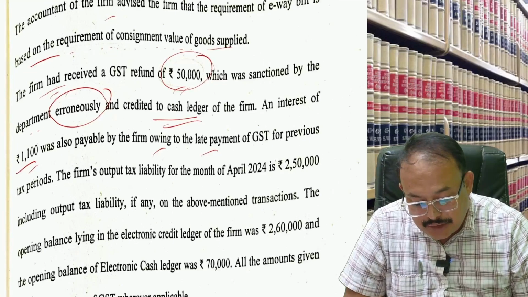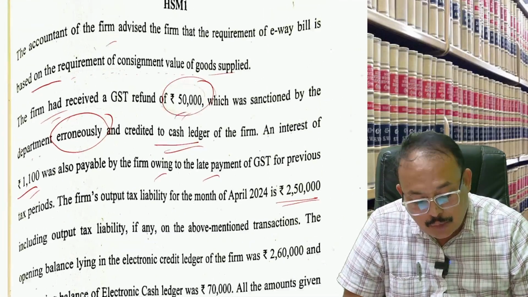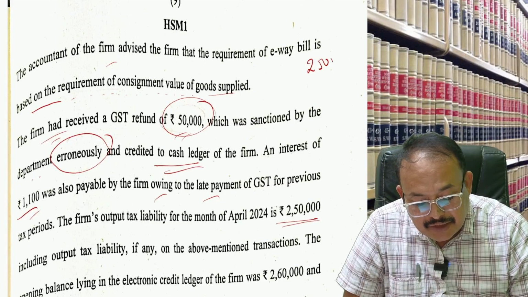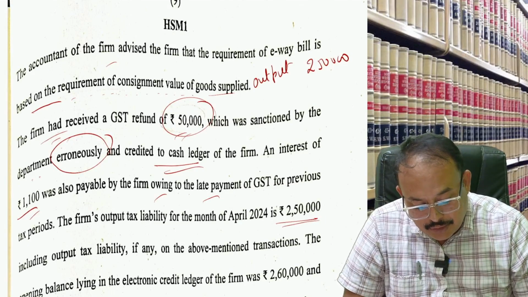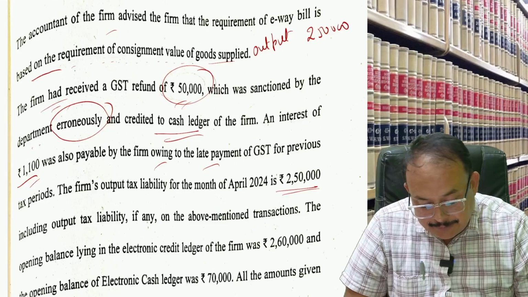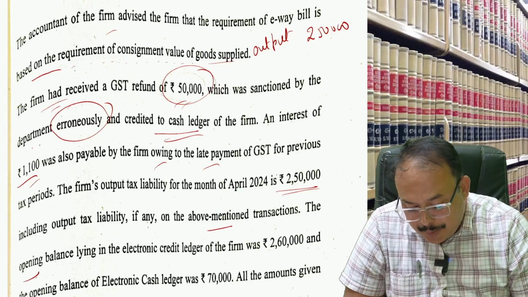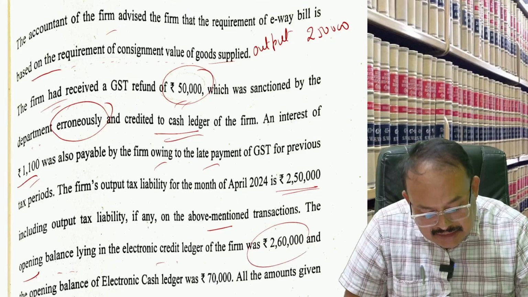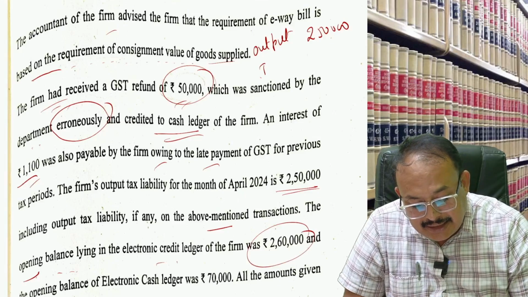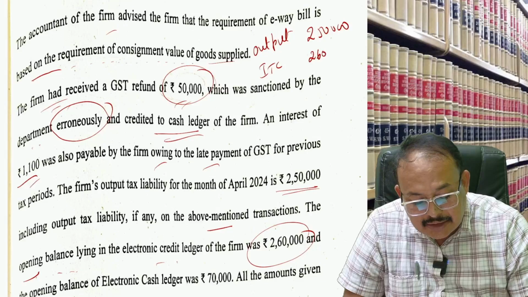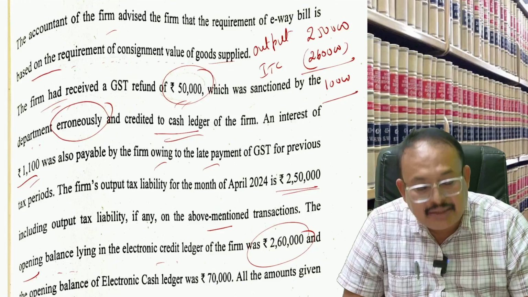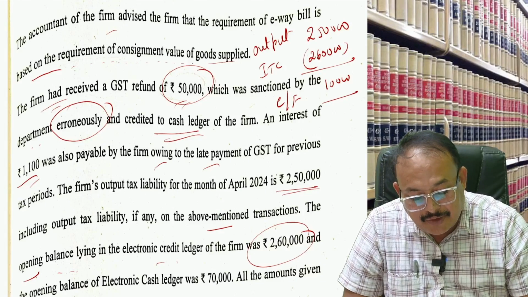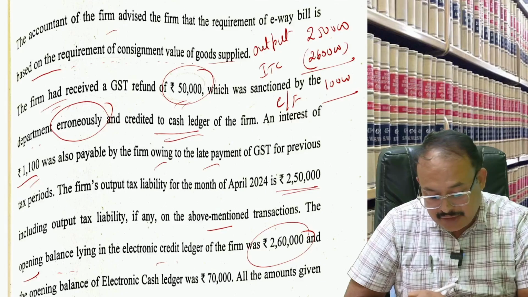The firm's output tax liability is 2,50,000. Output tax how much? 2,50,000 is the output tax liable to pay. Very good. Thereafter, the opening balance lying in the electronic credit ledger is 2,60,000. So ITC opening balance 2 lakh 60. So I have to pay nothing, but the excess credit can be carried forward. How much? Rupees 10,000. Very good.